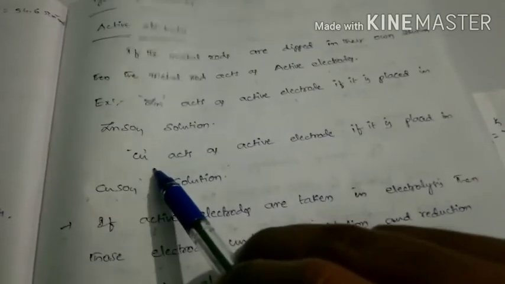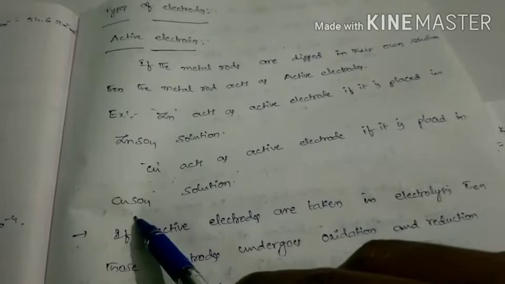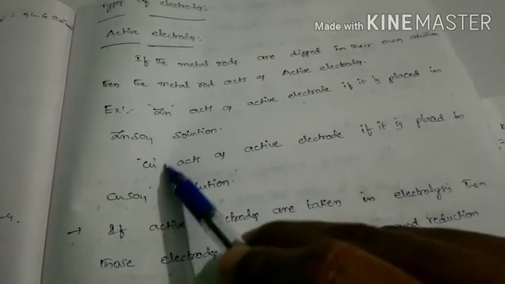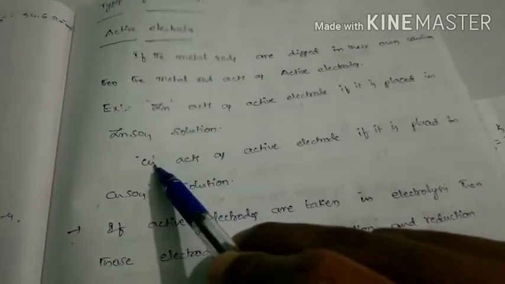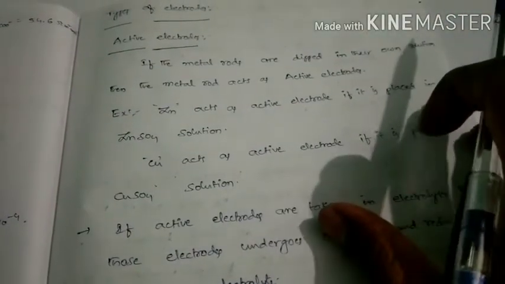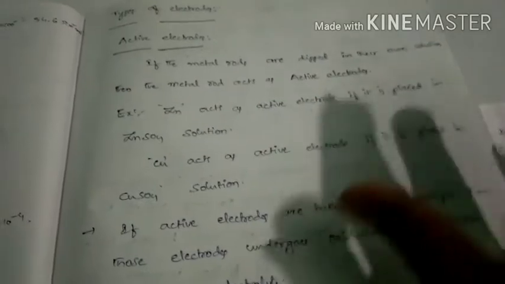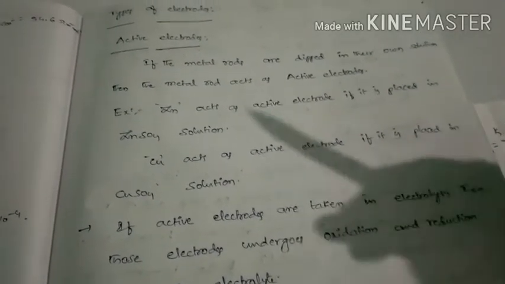Similarly, one more example. If copper is dipped in CuSO4 solution, that means this is the electrolyte, then this copper electrode acts as an active electrode. That means this electrode is involved in the chemical reaction. So if any electrode is dipped in its own solution, then that electrode acts as an active electrode, otherwise it acts as an inert electrode.